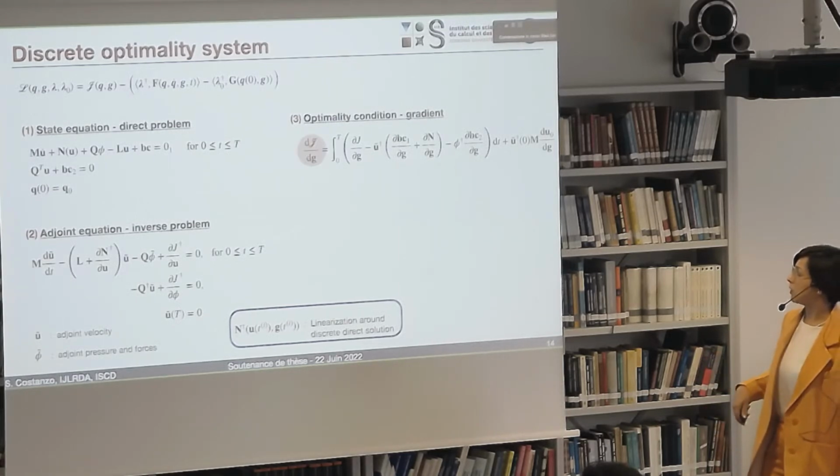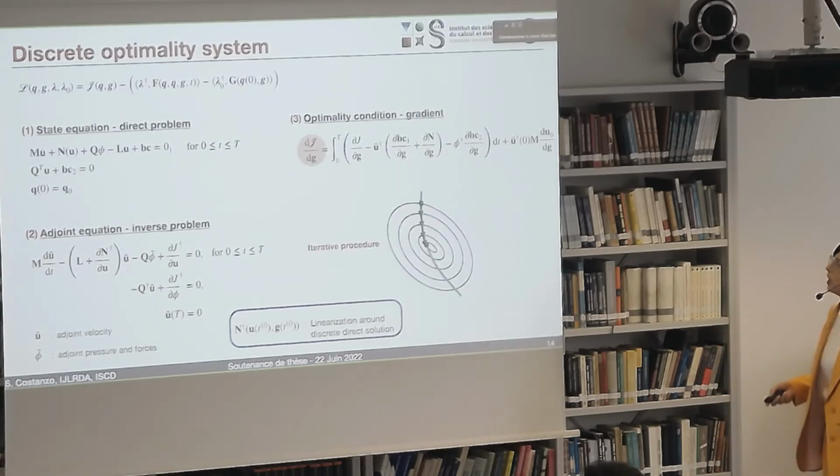So once we have the gradient, what we do is iterate. We start from a point, and every time we solve the direct, we solve the adjoint, we get the gradient. So we solve the system. Once we know the gradient, we move until we get to a minimum.